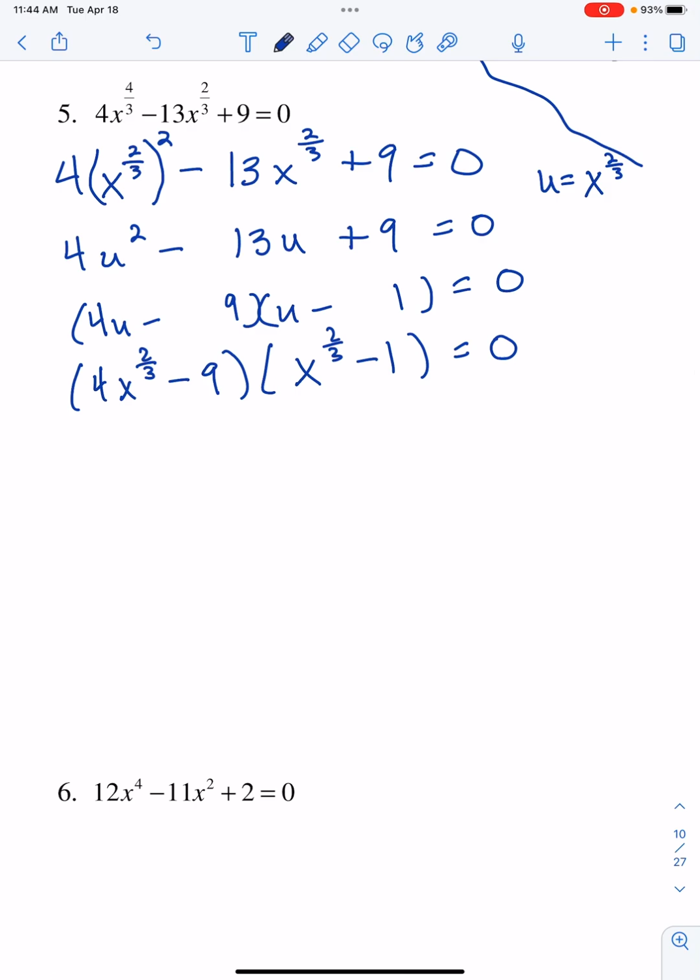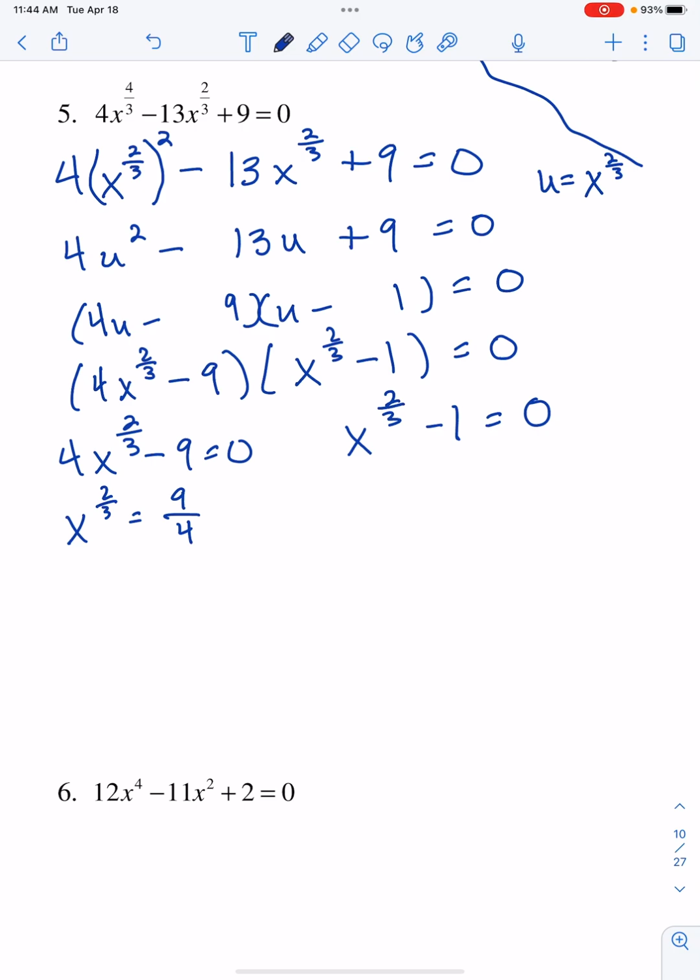Now we set each factor equal to 0, so 4x to the 2/3 minus 9 is 0. x to the 2/3 minus 1 is 0. All right, we're going to get that x to the 2/3 isolated, so we're going to add 9 and divide by 4. So we're going to get x to the 2/3 equals 9/4.